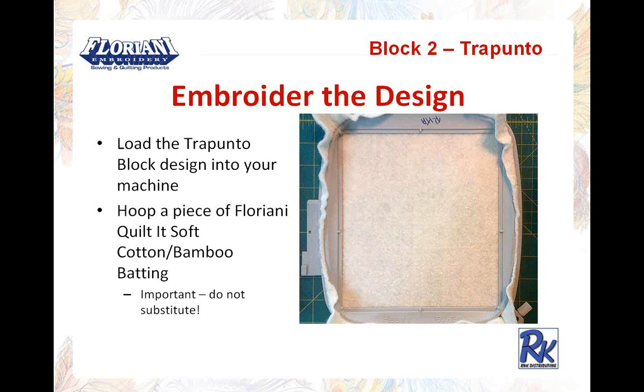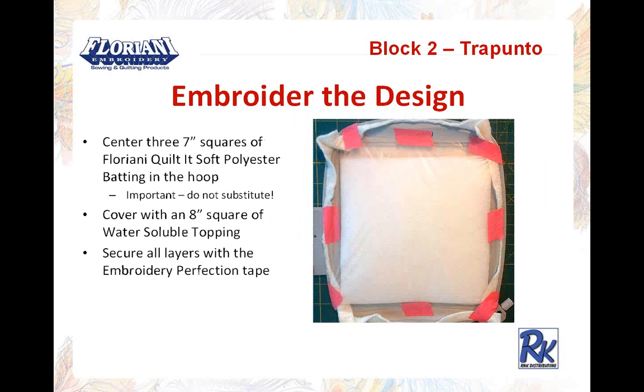Okay, so what you're going to do is you're going to load up the trapunto block design into your machine, and you want to hoop a piece of the Floriani Quilted Soft Bamboo Cotton Blend batting. So it's important, again, not to substitute, and you want to get this good and tight in the hoop. The next thing you want to do is center 3 7-inch squares of the Floriani Quilted Soft polyester batting in the hoop. Again, it's important not to substitute.